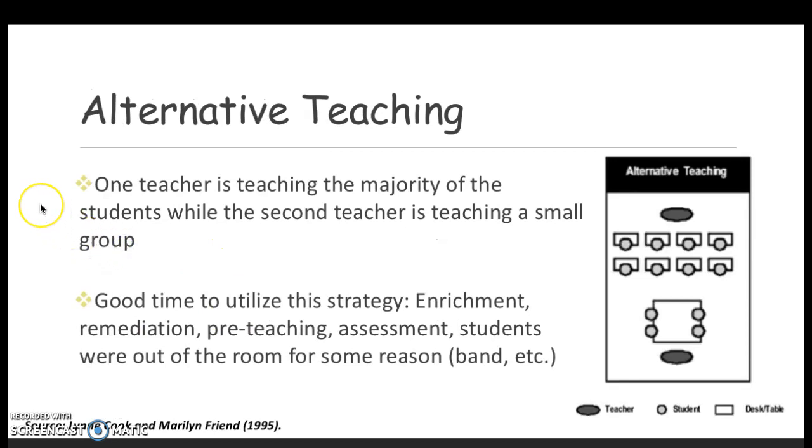The next strategy is called alternative teaching, where one teacher is teaching the majority of the students while the second teacher is teaching a small group. This strategy might be good in times of enrichment or remediation, in times of pre-teaching or assessments, or even when some students might be out of the room for some reason. I know the school that I was at had band, and a lot of times 4 or 5 kids would leave the room for a band lesson. So when they come back, it would be a great time for one of the teachers to meet with them about what they missed.